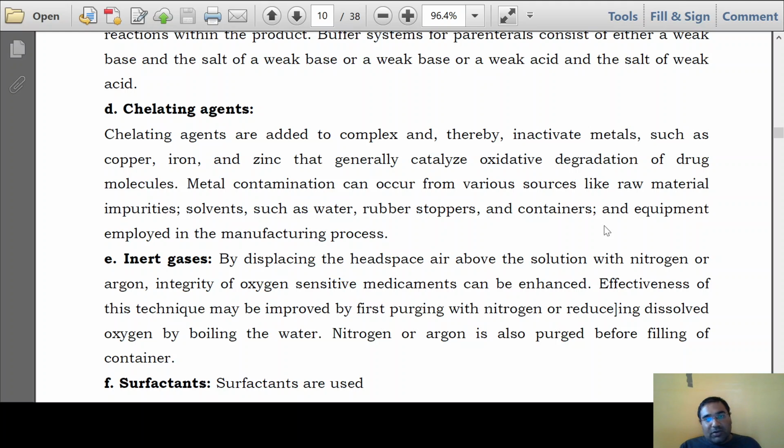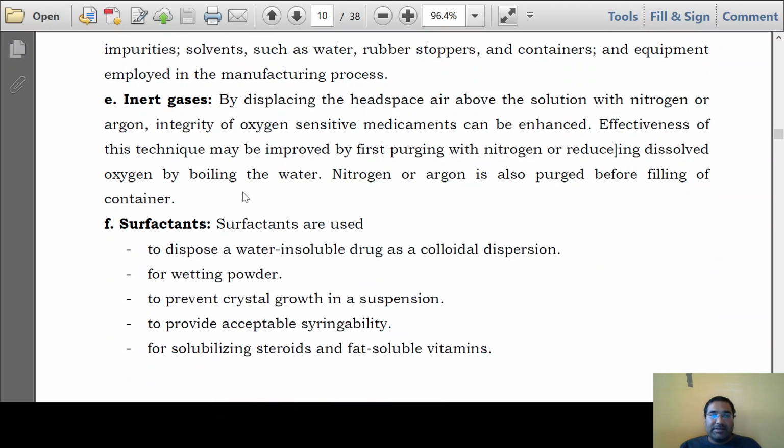The chelating agents will form a complex with the metals, and then these metals will not be available for oxidative degradation of the product. Then inert gases. Inert gases are generally used.